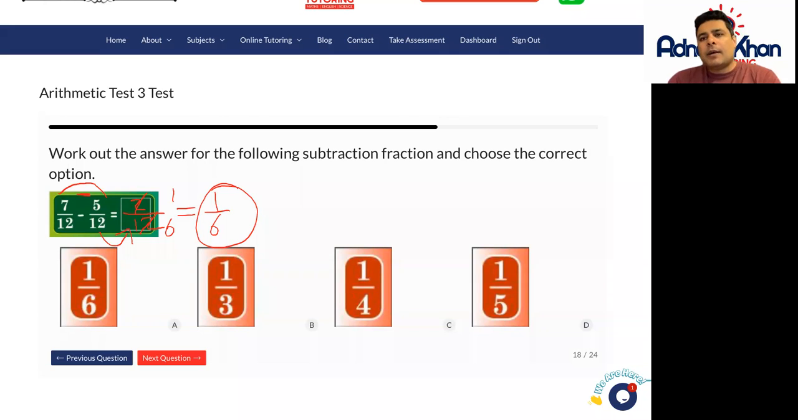Okay. Try your best with the rest of the questions. They're different types of questions: addition, subtraction, multiplication, division, also fractions and decimals as well. Good luck with these.